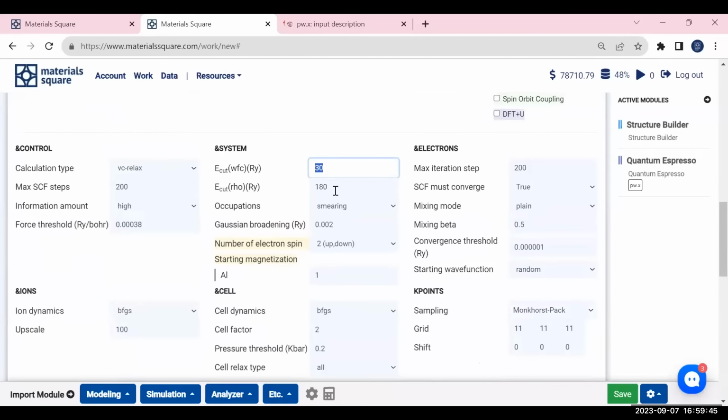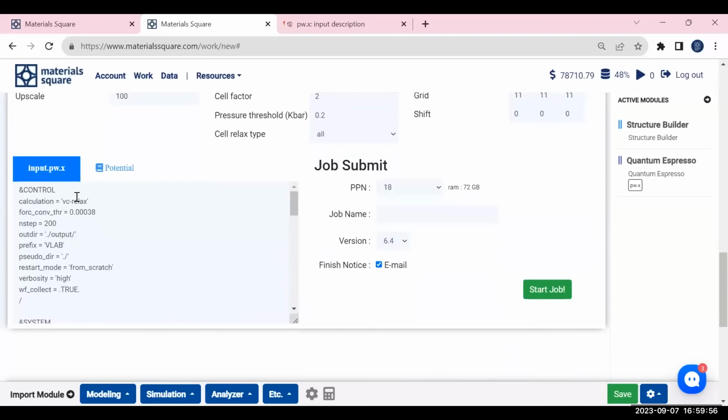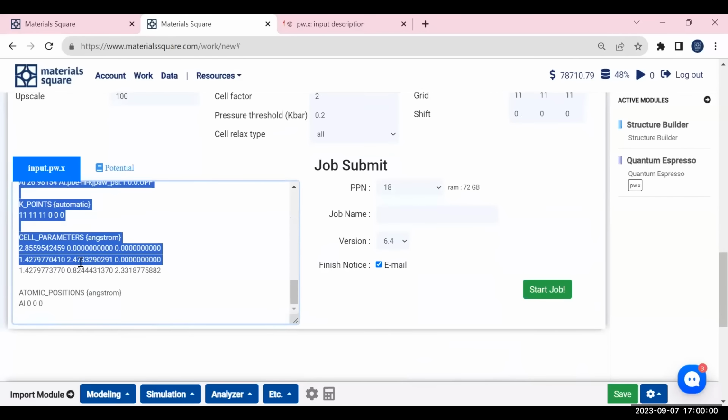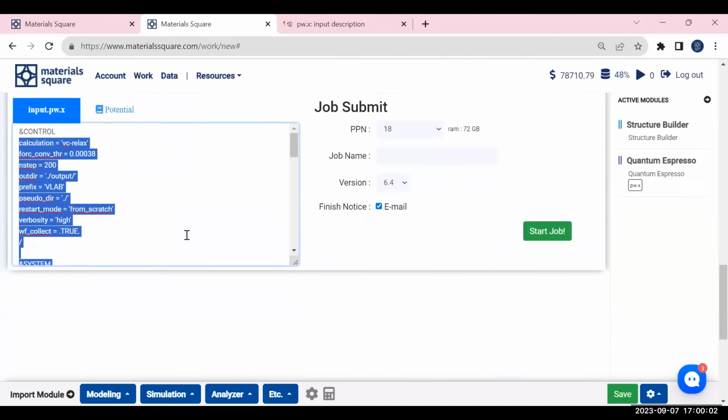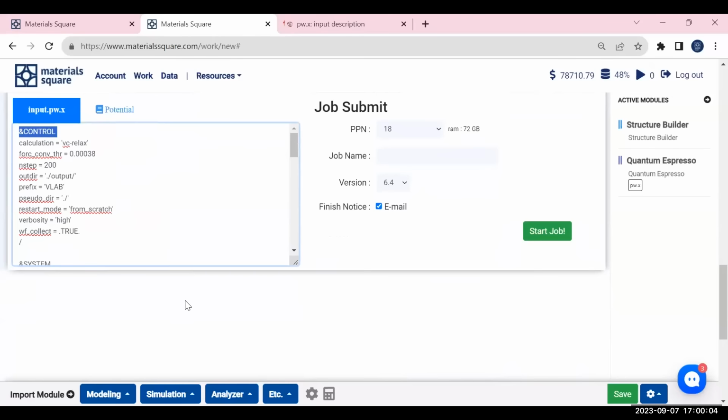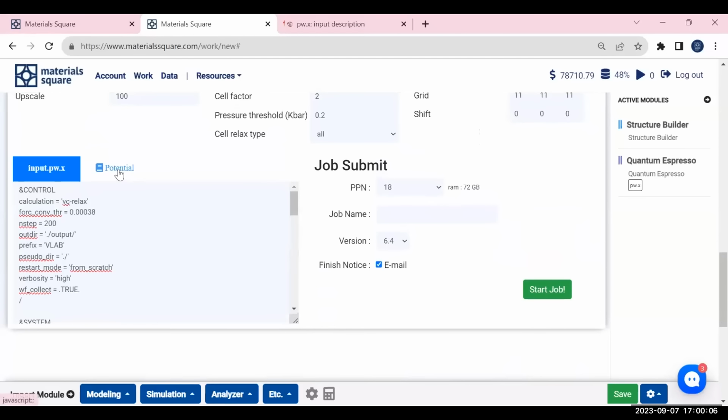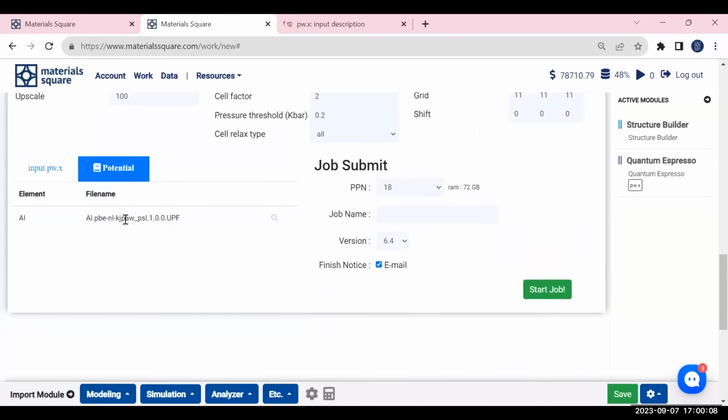This is 30, 180 here. But if you are really interested in getting a more accurate result, I will show you how you can decide this value. You just go in here. You can still see the manual, the values, the input file. You can copy and paste if you want, but you just go to potential. You will see that this potential has already been selected for you.